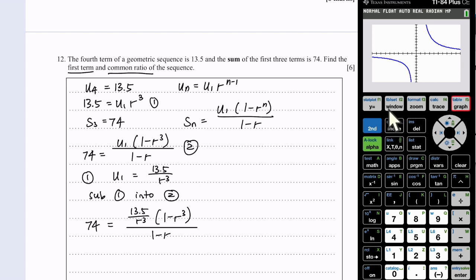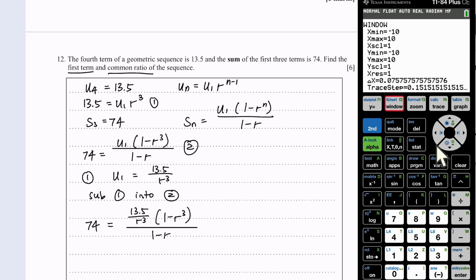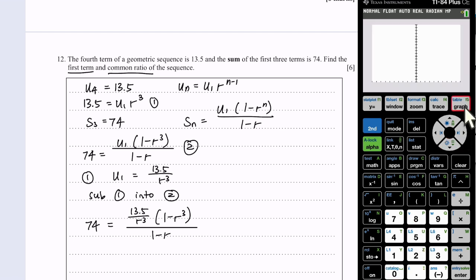Okay, I need to change my window because I cannot see my equation 2 right now, so I have to set it. Let's go from 60 to 80. See what happens. Perfect. Second, calc. Look for the point of intersection. First curve, yes. Second curve, yes. Great. I have that my common ratio is equal to 0.75.